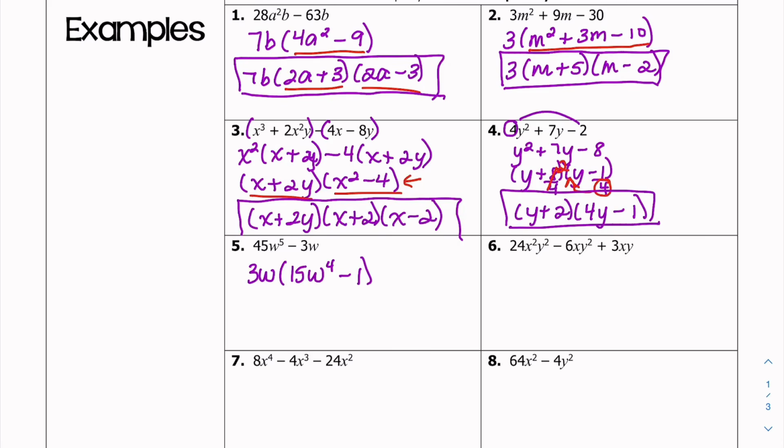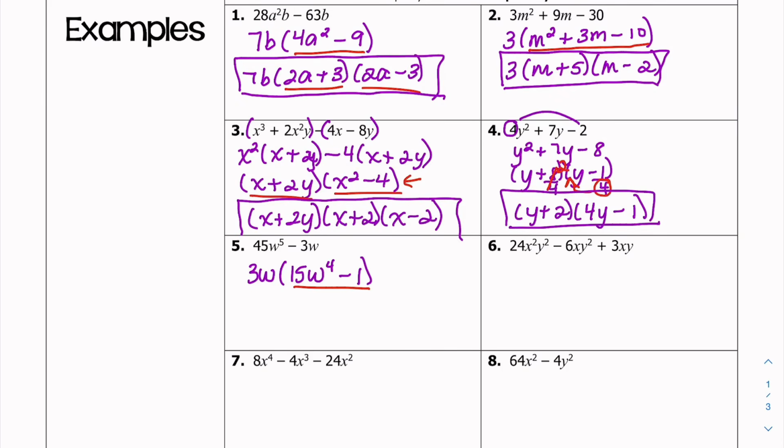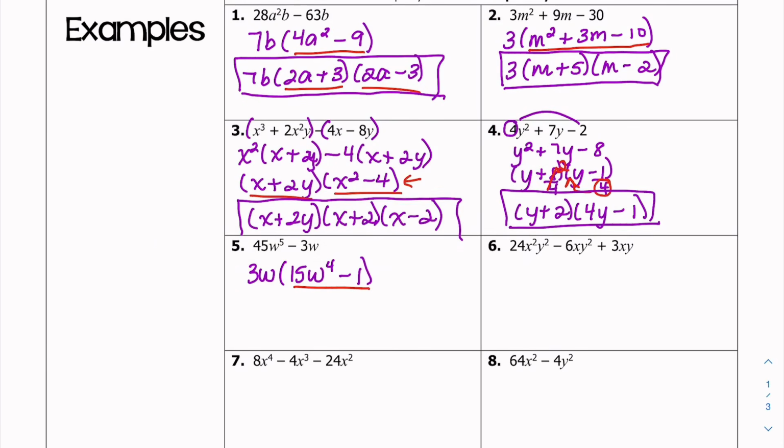So let's look and see, can we keep this one going? Can you square root 15w to the fourth? And can you square root 1? 15 is not a perfect square, so this one, you can't factor that any further. So this one is done. Okay.